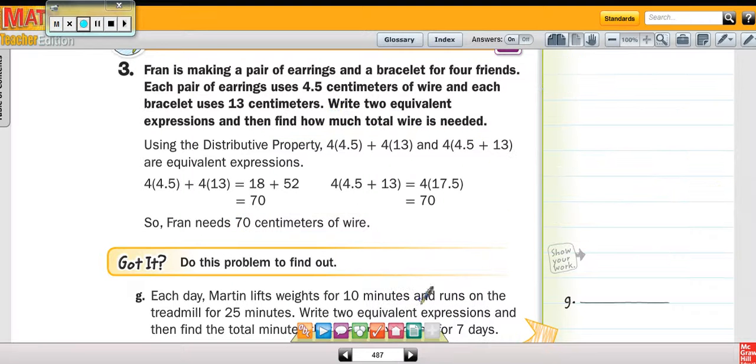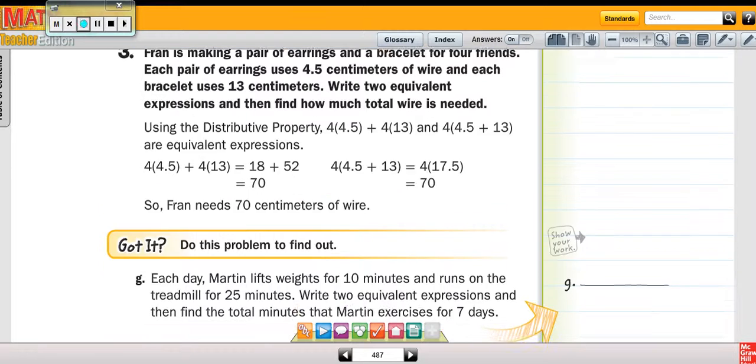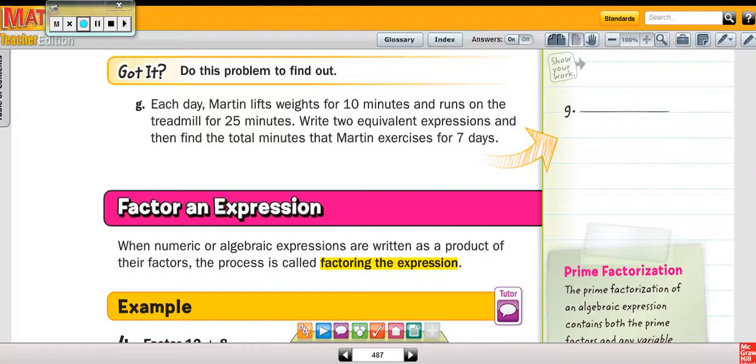Yeah. Okay. Try the got it with your partners, letter G. Alright, partners. Go ahead and pause the video at this time and complete. Alright, Jake is going to show us how to solve letter G, writing both the 2 equivalent expressions and finding the total minutes. Go ahead.